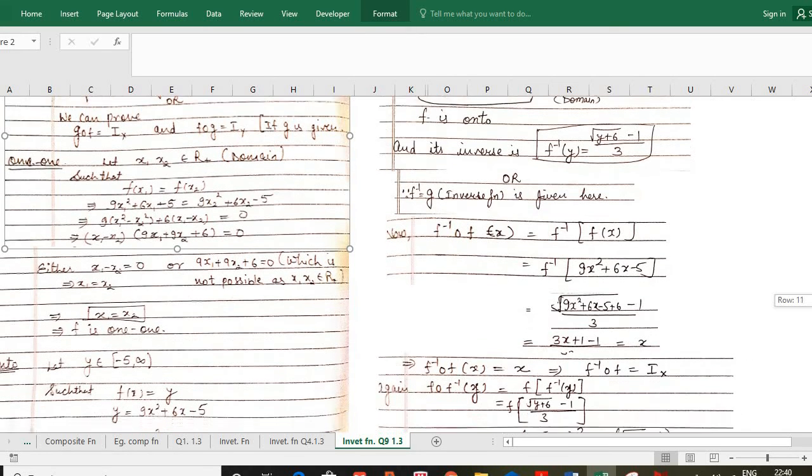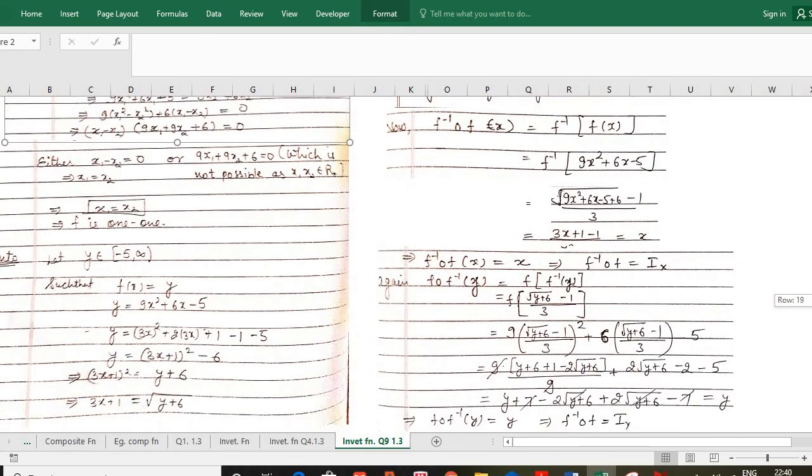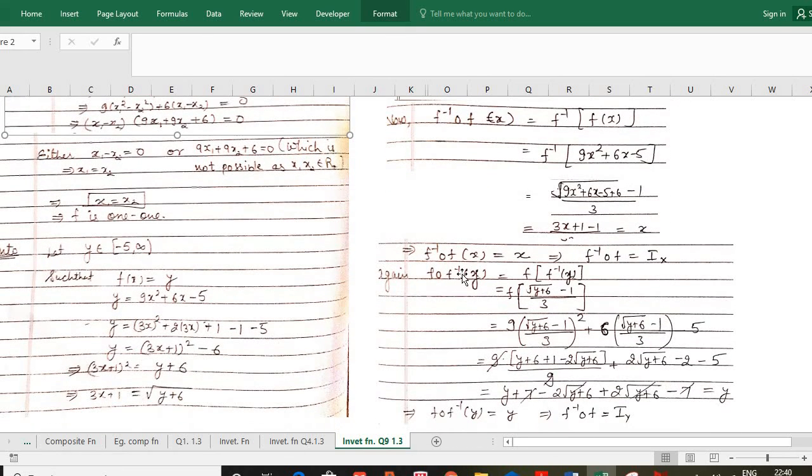Similarly, we will check f inverse o f of x. So we have got this is the identity function, Ix, where x is R plus, okay? Here x is R plus. Now again we will check f o f inverse of y.